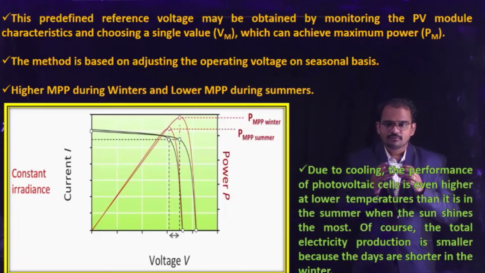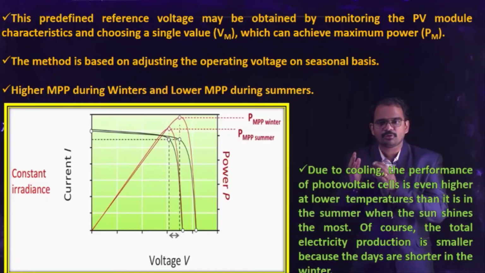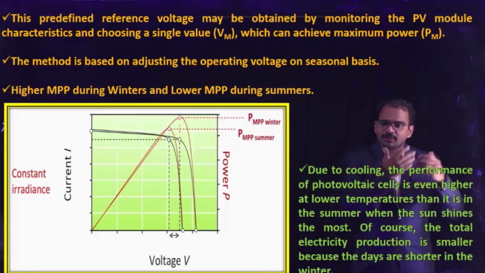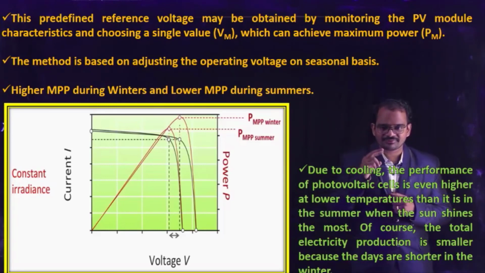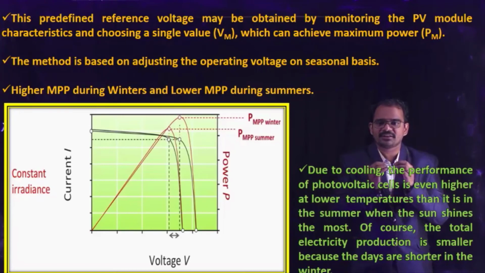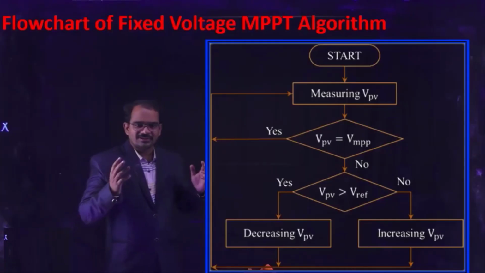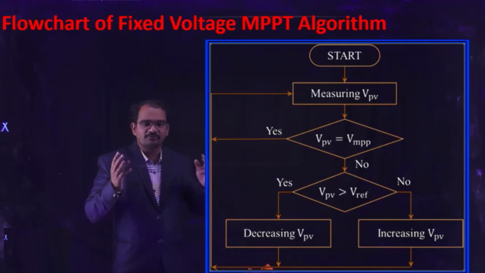So from this conclusion, it is evident that during the summer season we need to keep one value of V reference for this method, and during the winter season we need to keep some other value of Vm as a reference for this method. So two references, one for summer and one for winter, are required in order to operate the fixed voltage algorithm. Now let's see the flowchart of the fixed voltage MPPT algorithm.